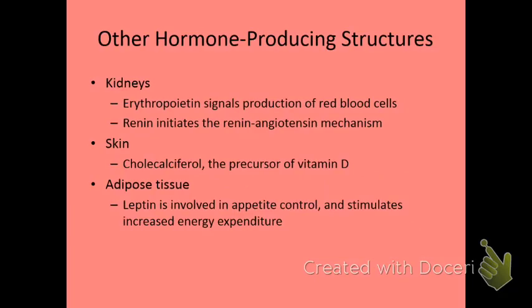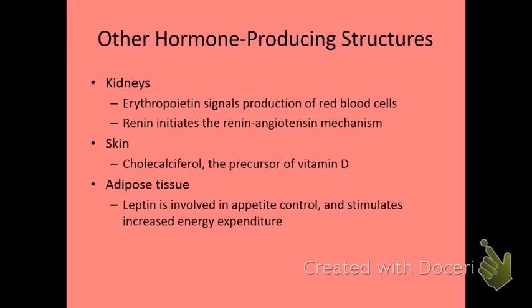Kidneys produce erythropoietin, which increases the amount of red blood cells that we have, and also renin, which is initiated in the renin-angiotensin mechanism and our aldosterone mechanism of sodium retention. Skin helps with cholecalciferol, a precursor of vitamin D, of course. So skin, even though it doesn't seem like it would be an organ, is the largest organ of the body, and it does have some productive capabilities with vitamin D.